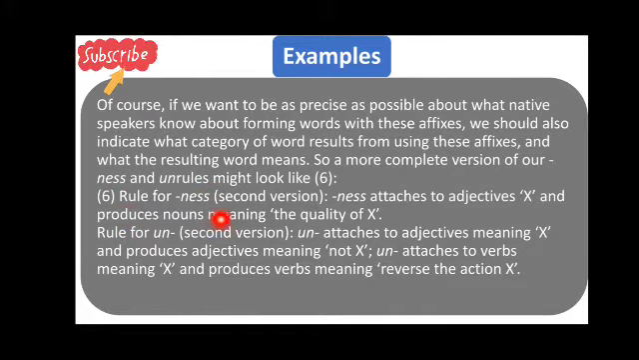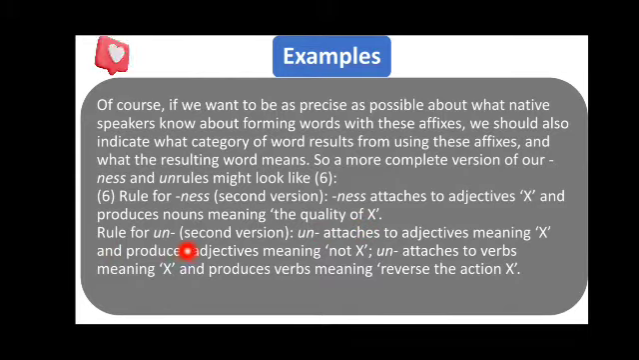Rules for ness. We're talking about the second version now. Ness attaches to adjective x and produces a noun, meaning the quality of an x. So when ness is attached to an adjective, that adjective produces a noun. For example, good and goodness. When we add ness to good, good is an adjective and goodness is a noun. So, quality of an x.